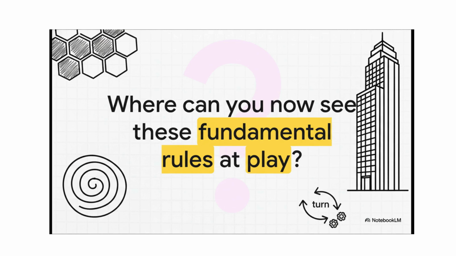So what's the big idea here? What's the main takeaway? It's that geometry isn't just some dry, abstract subject stuck in a textbook. It's literally the blueprint for the world all around us, and it's all built from that one simple idea of a turn. You'll see it in the honeycomb of a beehive, in the architecture of a massive skyscraper. These rules are absolutely everywhere. So the real question is, now that you have the toolkit, where are you going to see it now?